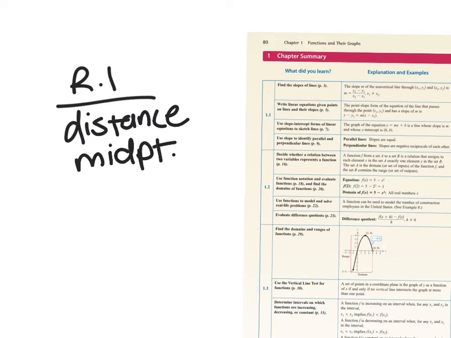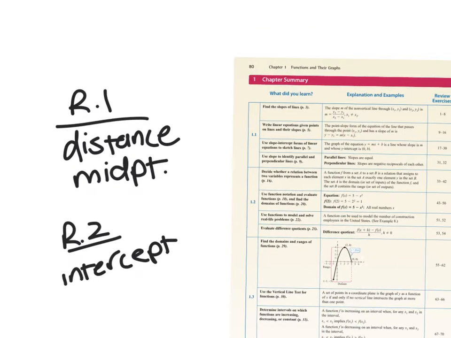This is where you had to find the lengths of the triangle and then classify it. All that stuff was R.1. And then R.2 was your intercepts, your symmetry. R.1 was also the circles.